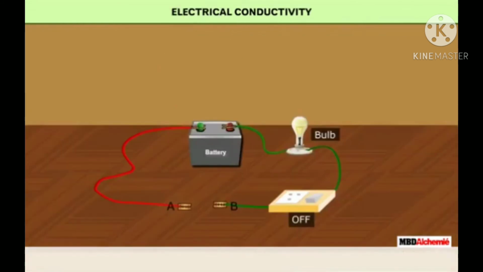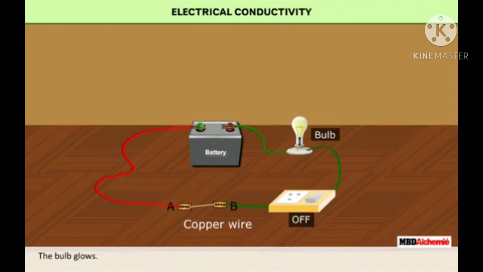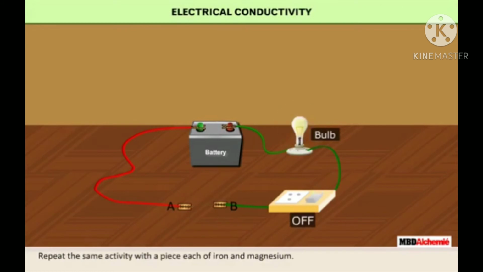Electrical conductivity can be explained with the help of the following activity. Set up a simple electric circuit as shown here. Hold a piece of copper metal with the help of crocodile clips between the terminals A and B. The bulb glows. Repeat the experiment with a piece each of iron and magnesium. Take other metals as your choice, one by one. You will observe that the bulb glows in each case, but the brightness varies. Thus, we can conclude that metals are good conductors of electricity.